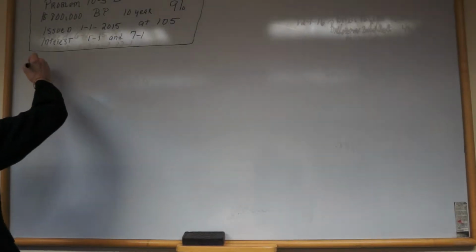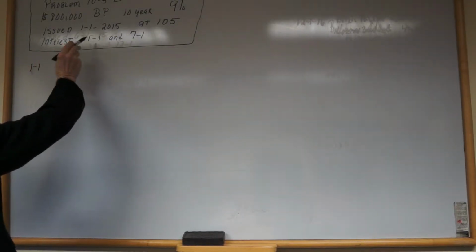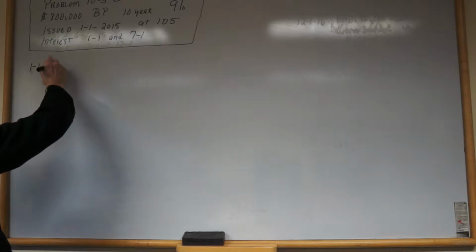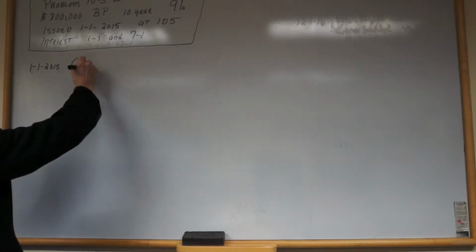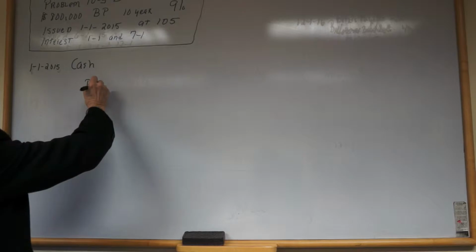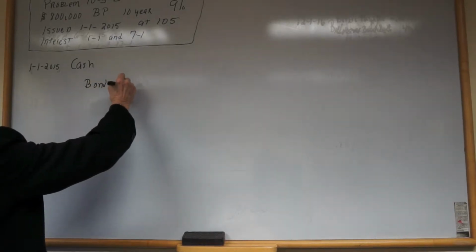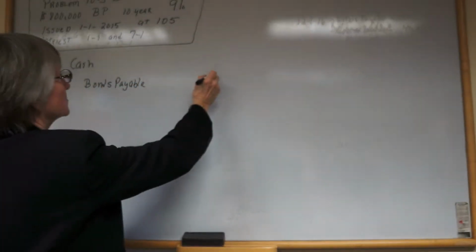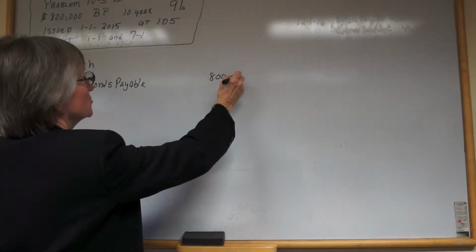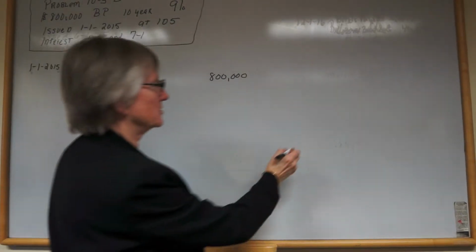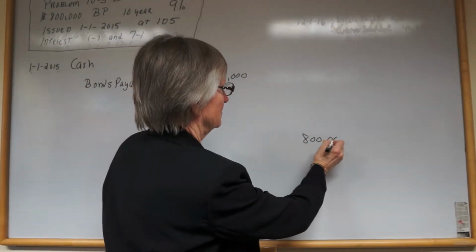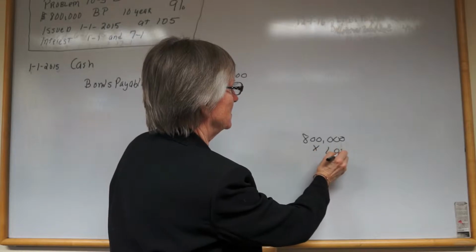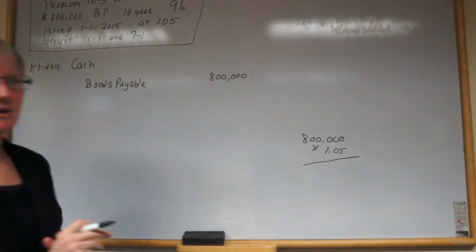So this is problem 10.3b, and the first thing they ask us to do is to issue these bonds. They're going to be issued on 1/1/2015, so we know we get cash, and we're going to have some bonds payable. The bonds payable go on and off the books at their face value, so that's the $800,000, but these were issued at 105, so we go 800,000 times 1.05.